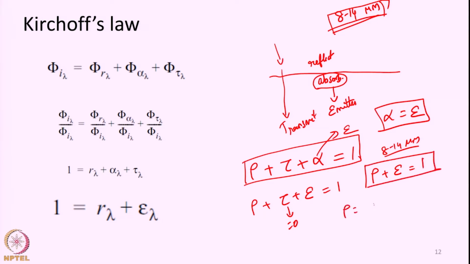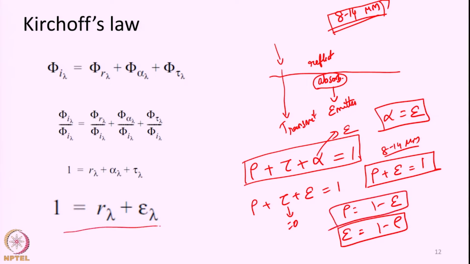That means reflectance is equal to 1 minus emittance, or emittance is equal to 1 minus reflectance. So, this is what is given by Kirchhoff's law. Kirchhoff's law basically tells us that good absorbers are good emitters, that is why we have replaced absorptance with emittance, first thing. And second thing is good reflectors are poor emitters.